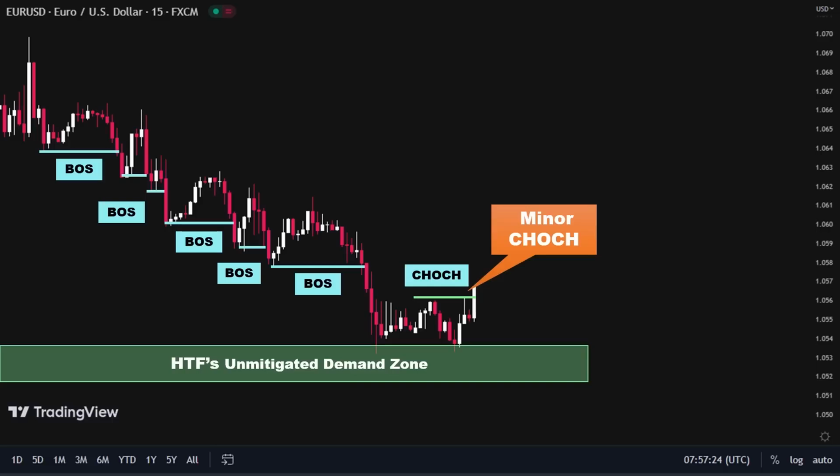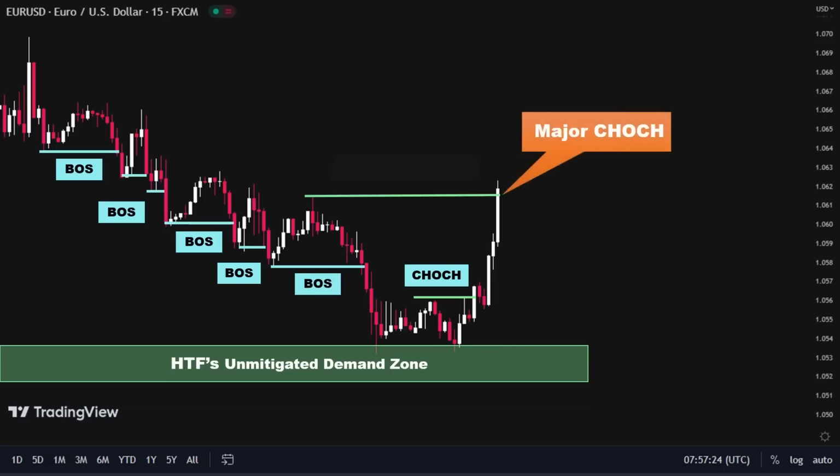For having a major change of character, price must break and close above this market structure, which has created a bearish BOS. So, traders, as you can see, we have a major CHOCH here that indicates the downtrend is over, and a market structure shift is going to happen.